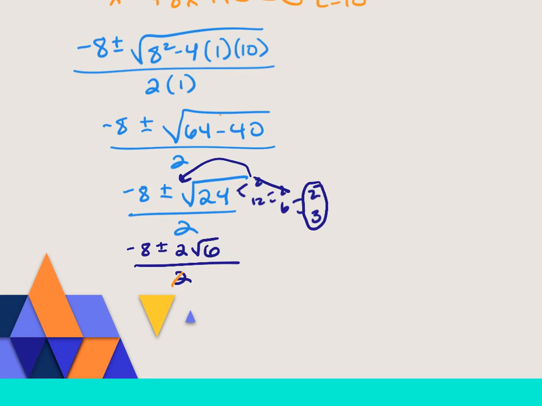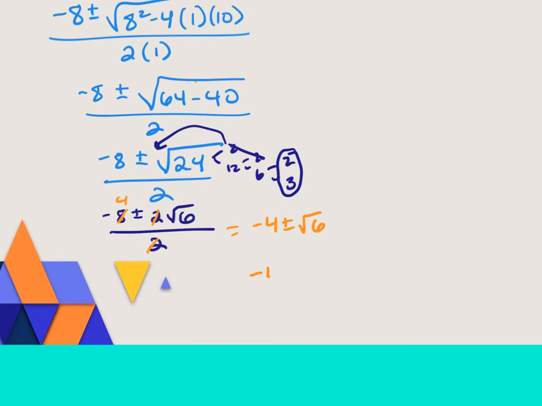Simplify it because they're all divisible by 2. And I get negative 4 plus and minus root 6. Or split it and simplify it. Either order is fine. Again, you'll type that answer in as negative 4 minus root 6, negative 4 plus root 6.